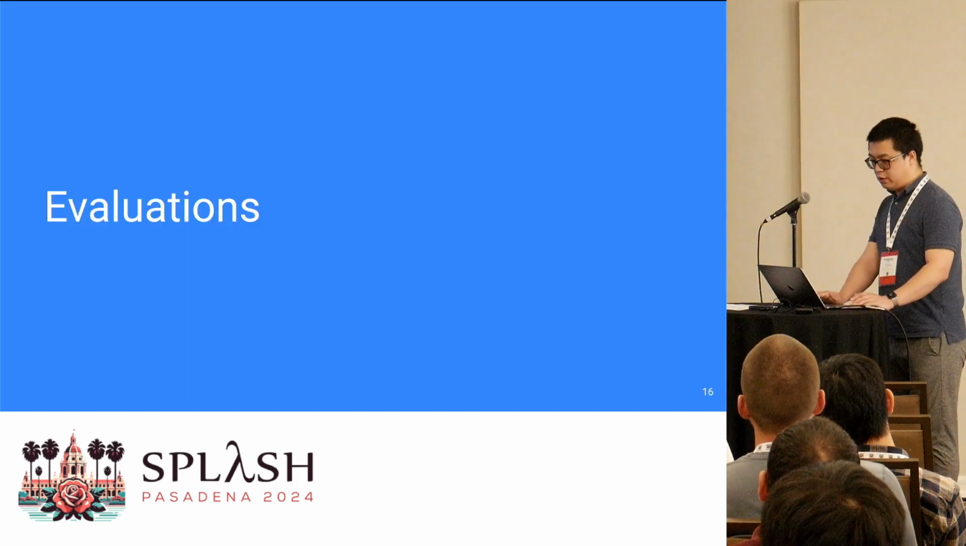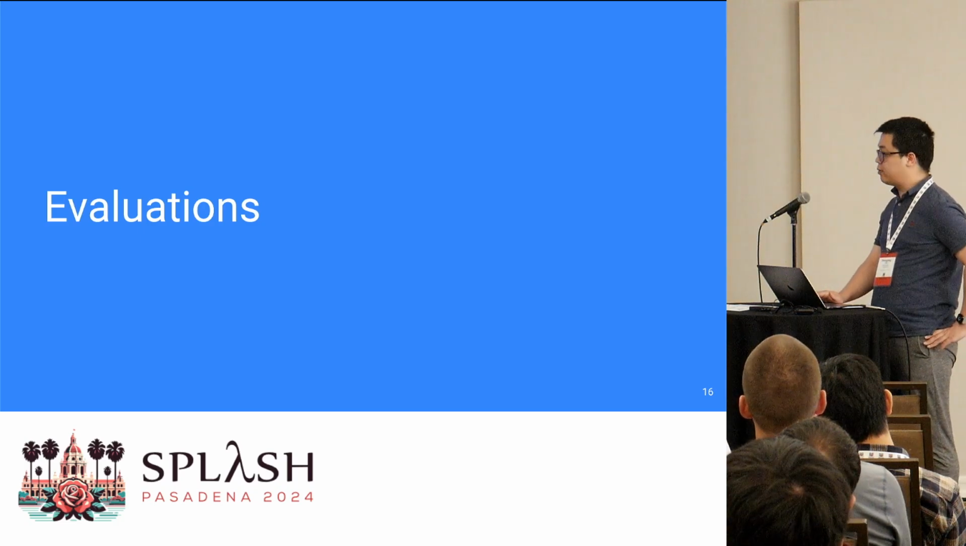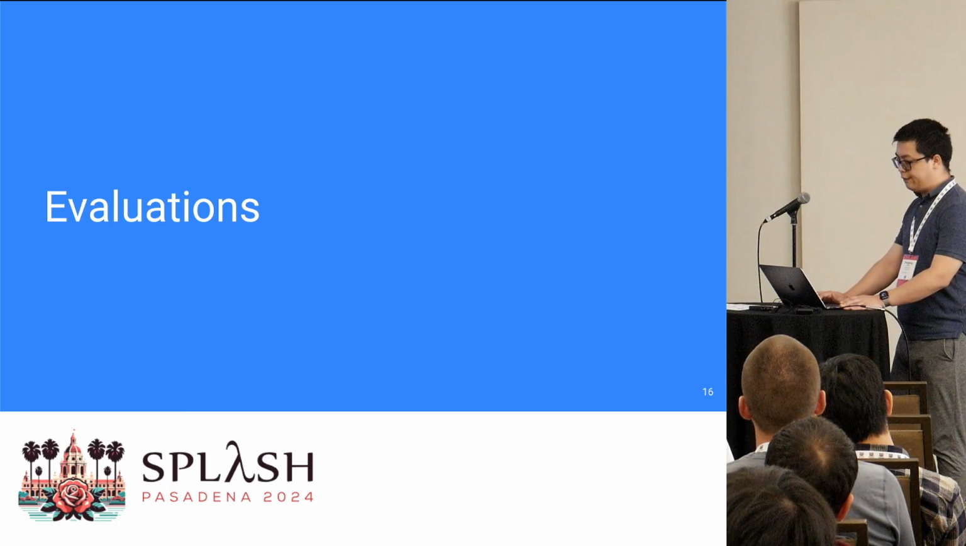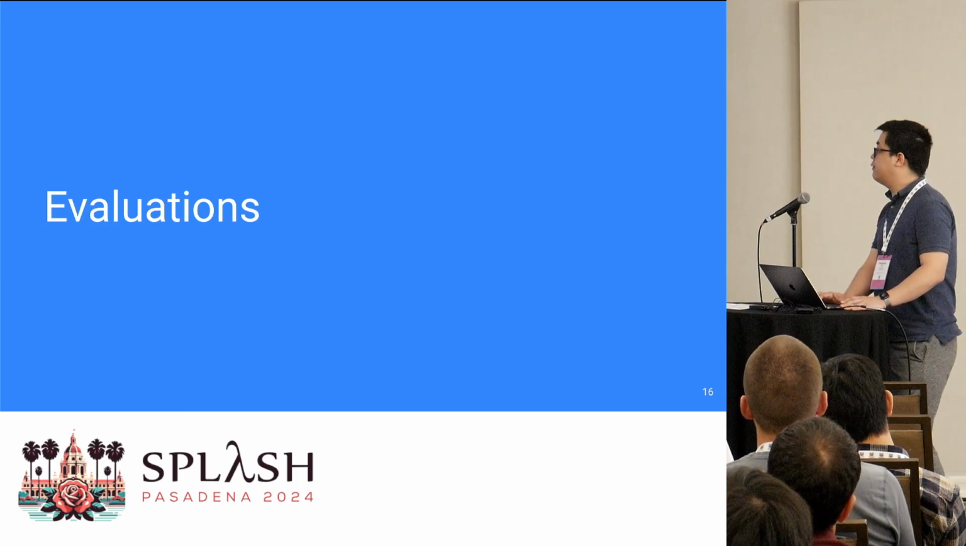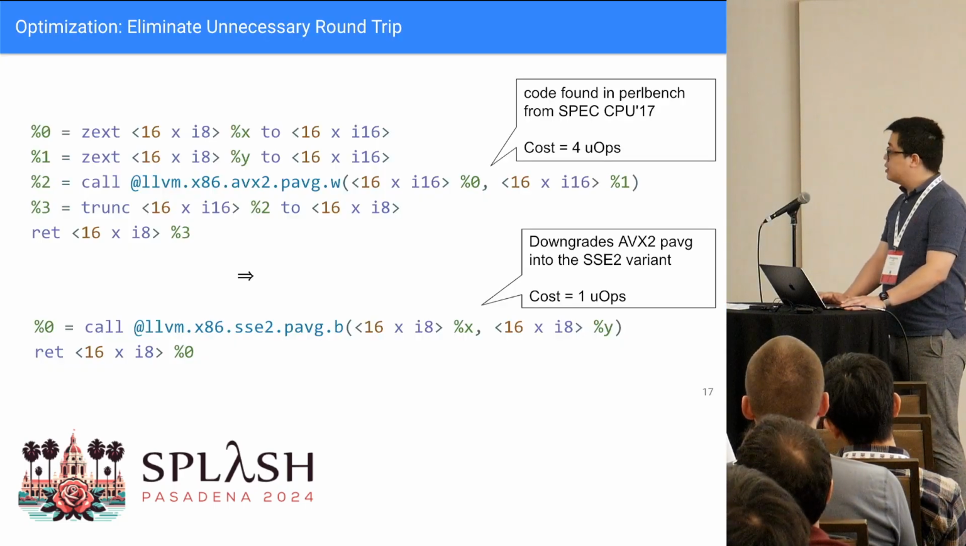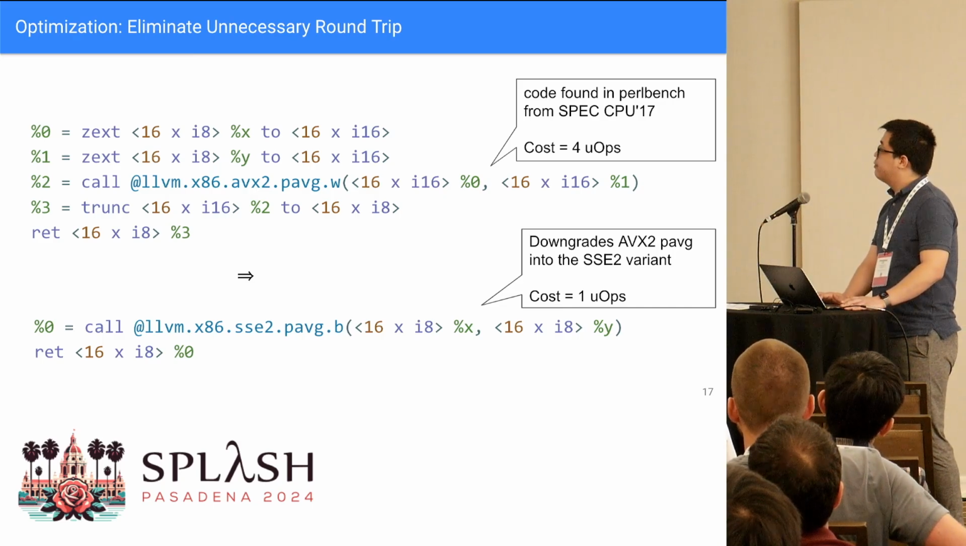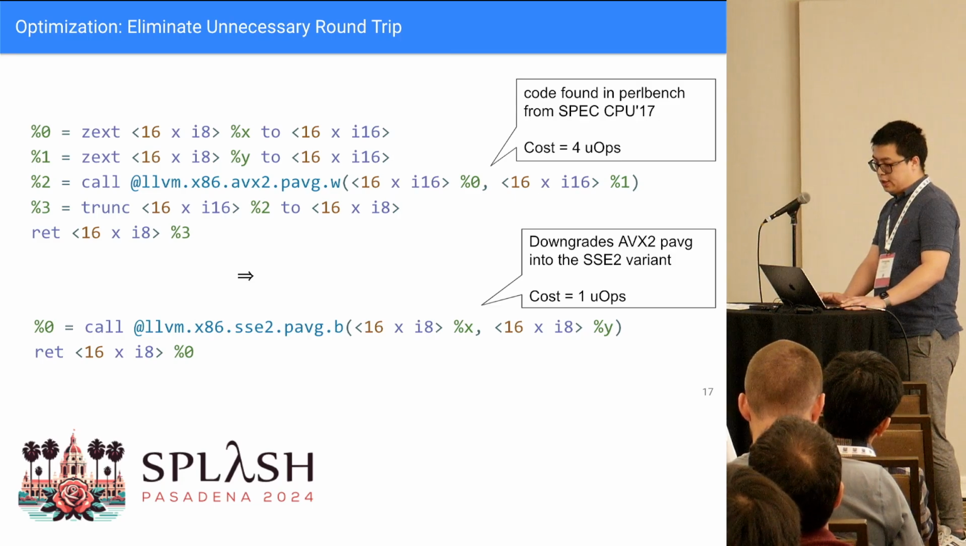So here, I hope this covers all the details you need to know about our superoptimizer. And in the following slides, I will show a couple of examples followed by performance numbers. This example is found when we use our superoptimizer to optimize perlbench in the SPEC CPU 2017 benchmark suite.